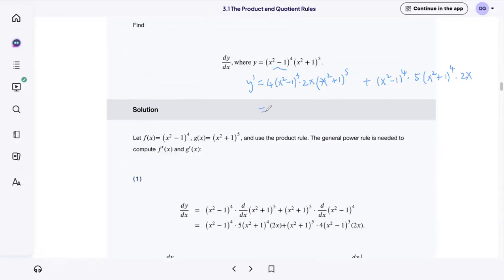Then we can simplify a little bit. 4 times 2x, 8x, x squared minus 1 raised by 3, x squared plus 1 raised by 5, plus 5 times 2x, 10x, x squared minus 1 raised by 4, x squared plus 1 raised by 4. We can leave it like this.